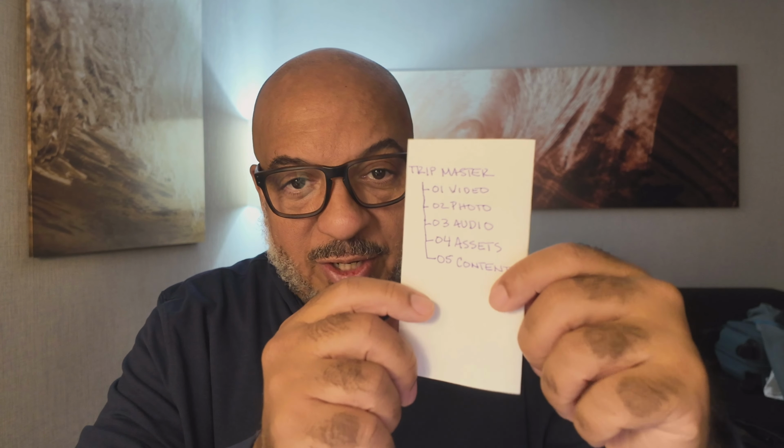So let's say you do scour the web and you find a file system that you might want to partake in. All you're going to need is a pen, a piece of paper. Where did my paper go? A piece of paper. Thank goodness for hotel pads. And you're going to need a ChatGPT. So what I did was I just simply wrote down my folder structure. This basically says trip master, and then underneath it, I wrote 01 video, 02 photo, 03 audio, 04 assets, and 05 content.